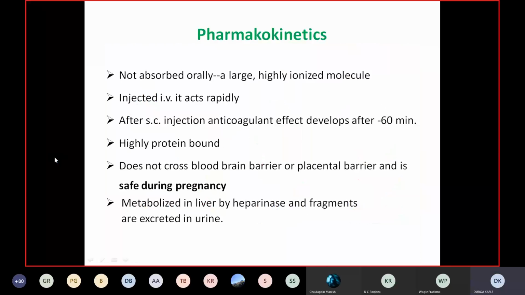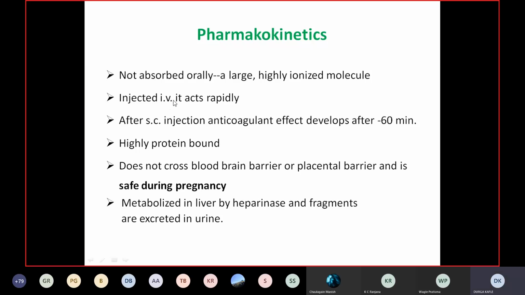Now see the pharmacokinetics of heparin. This heparin is a very large molecule having a high molecular weight, so it cannot be given by the oral route. There is no oral absorption of this drug because it is also a highly ionized molecule. If the drug is highly ionized, we cannot give it by the oral route because ionized drugs cannot be absorbed. So always you have to give by the parenteral route, either intravenously, intramuscularly, or subcutaneously.